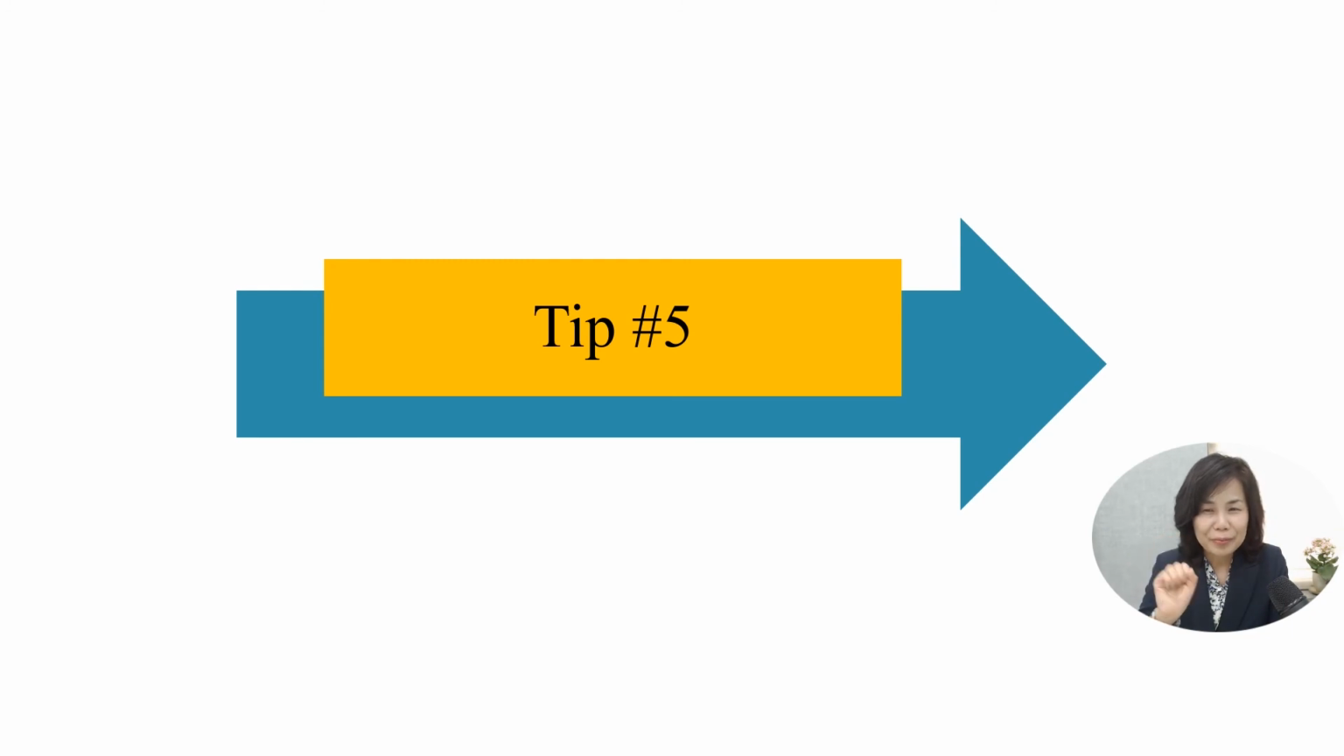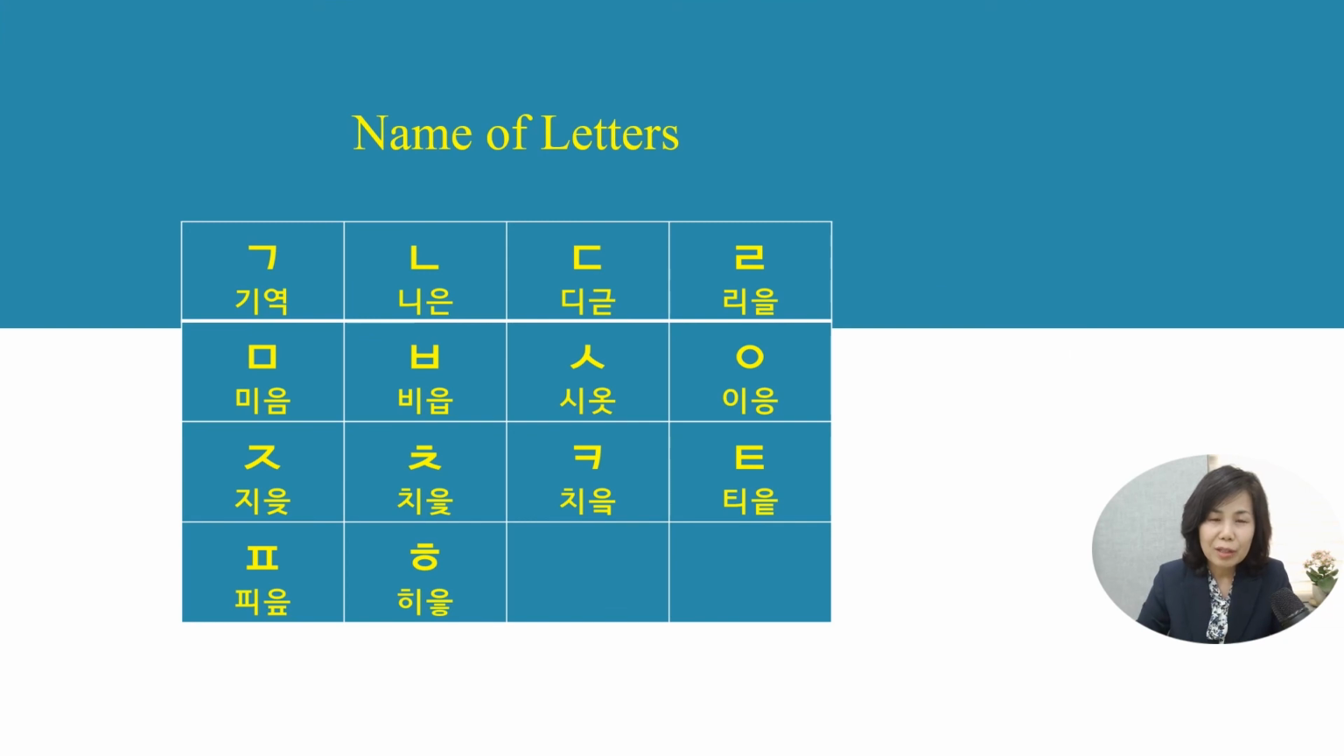Tip number five. And also, like the English alphabet A, B, C, Korean consonants have their own names. 기역, 니은, 디귿, 리을, and so on. But in this KFL environment, I mean Korean as a foreign language course, I will just mention the letters by their sound to make it easier. So you don't need to memorize all the names.